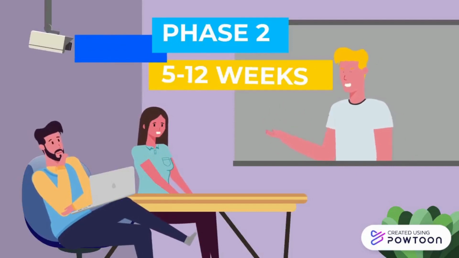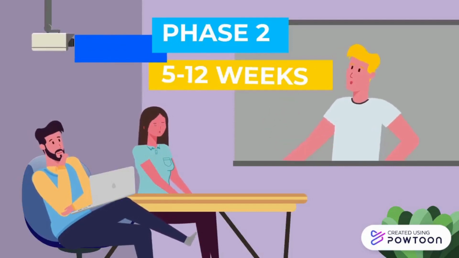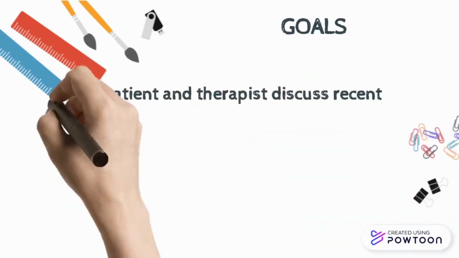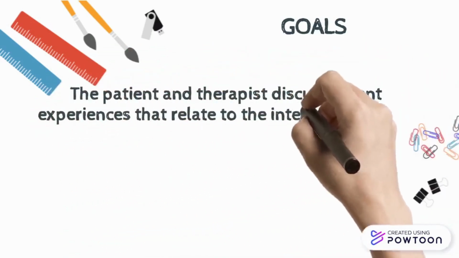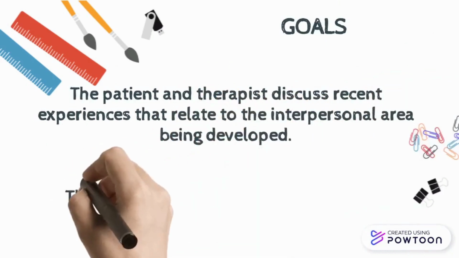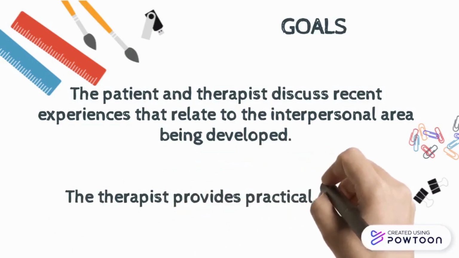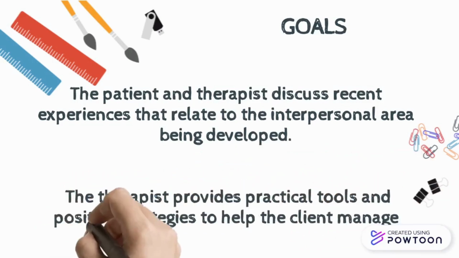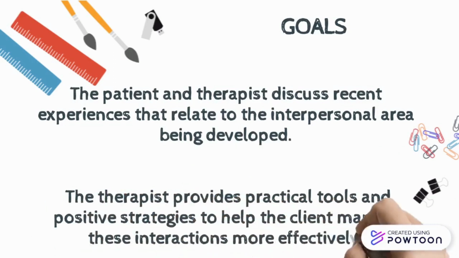Phase 2 lasts about 5 to 12 weeks. The patient and therapist discuss recent experiences that relate to the interpersonal area being developed. Discussions are intentionally grounded in recent occurrences and everyday interactions. The therapist provides practical tools and positive strategies to help the client manage these interactions more effectively.